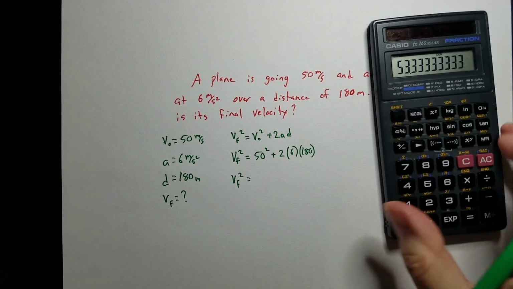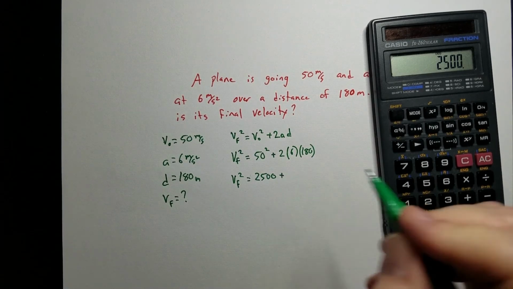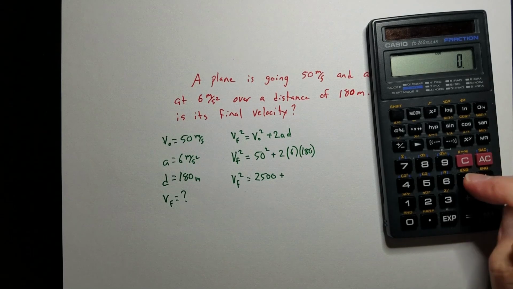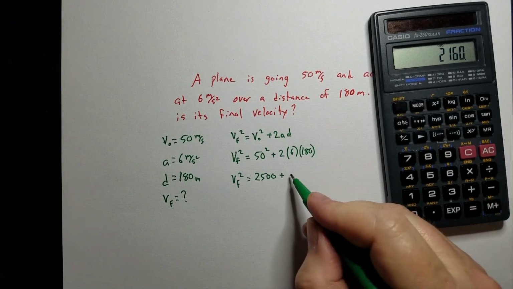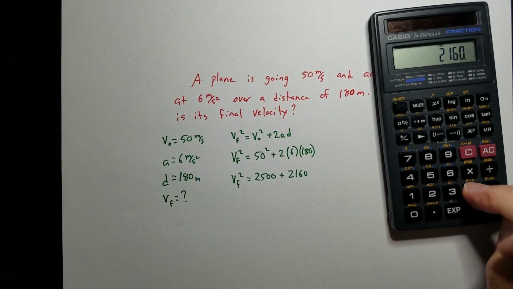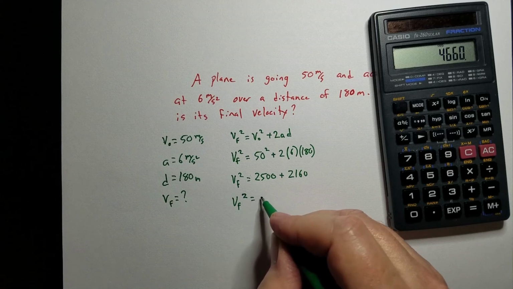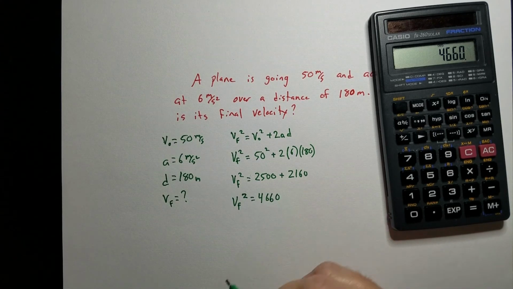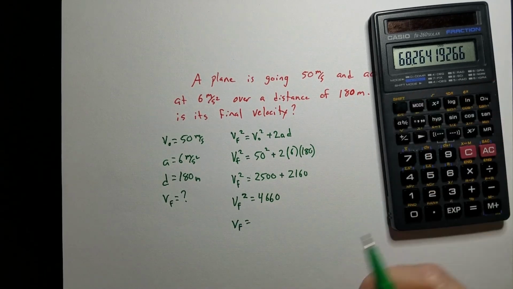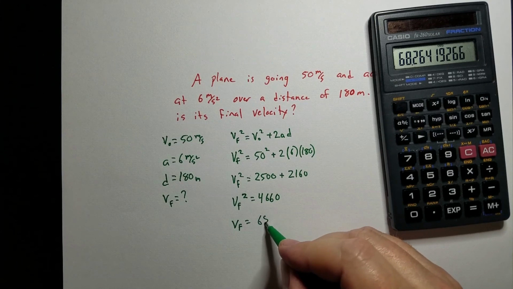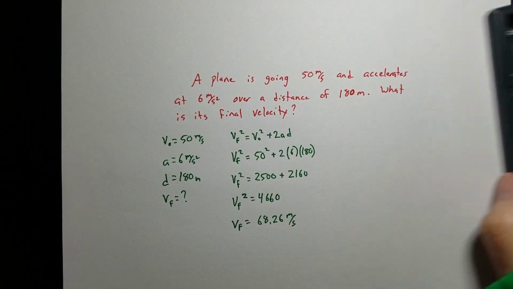Let's do our math here. We've got 50 squared, plus 2 times 6 times 180, and we simply add them together. So we get vf squared equals 4660. But we don't want vf squared, we want vf, so we take the square root of both sides. And we get 68.26 meters per second as the final velocity.